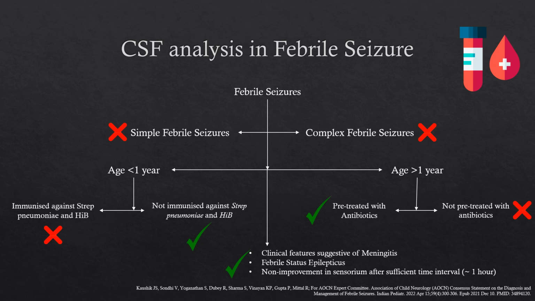Do we need to do CSF analysis in this case? This is a 4-year-old child, so we need to see whether the child has been treated with any antibiotics previously. As we saw, the parents have a syrup amoxicillin with them, which they have given. So this is obviously a case with pre-treatment with antibiotics. So we need to do a CSF analysis in this case so that we can satisfactorily rule out the possibility of partially treated pyogenic meningitis.